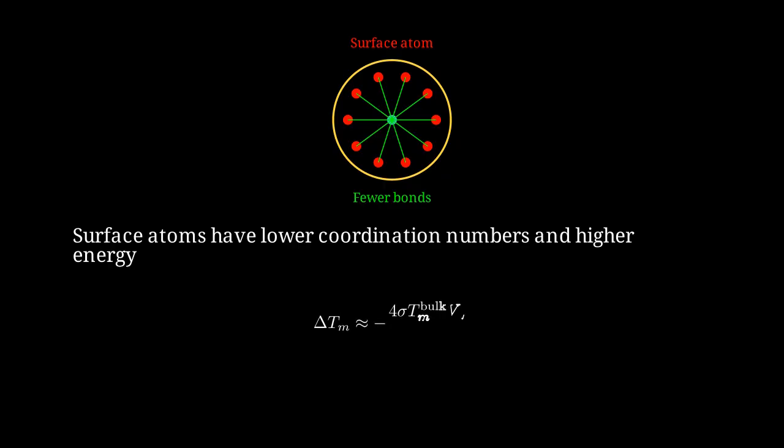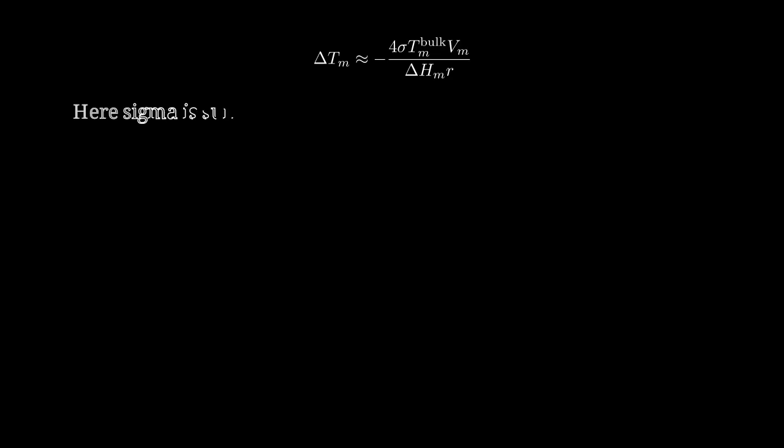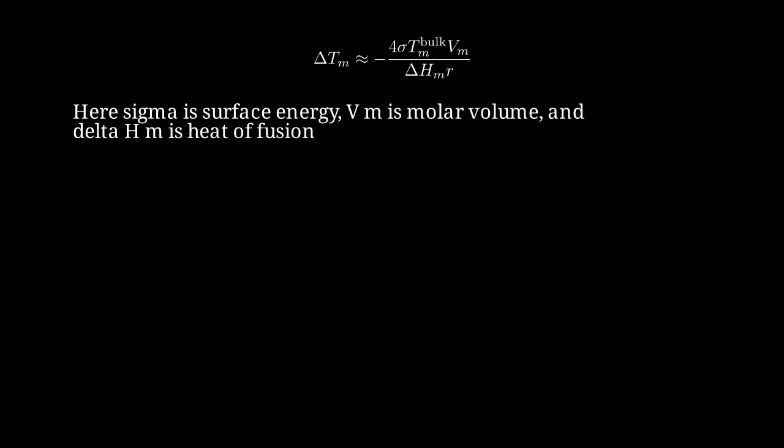The melting point depression follows this equation. Delta Tm equals negative 4 sigma times bulk melting temperature times molar volume divided by heat of fusion times radius. Sigma is the surface energy, Vm is molar volume, and delta Hm is the heat of fusion.